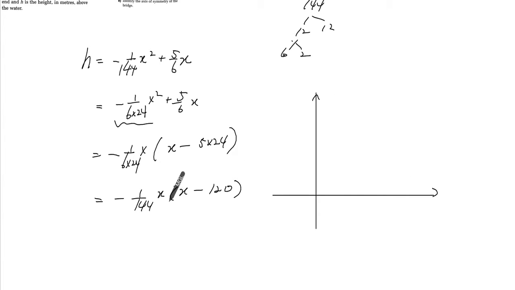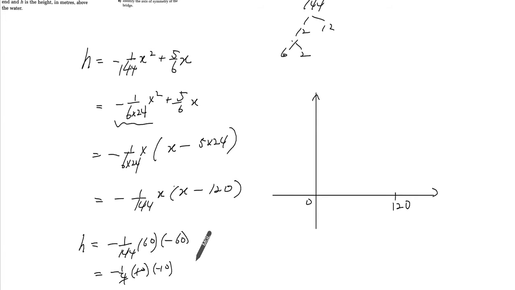Just a rough graph. This has x-intercepts at 0 and at 120. And let's plug in 60 for the vertex. That gives you minus 60 if you plug it in here. So this is 6 times 2, 6 times 2, so it's going to be 1 over 4, 10 times minus 10. Reduce, you get 50 over 2, so it's 25 meters vertically up. And this happens at 60.